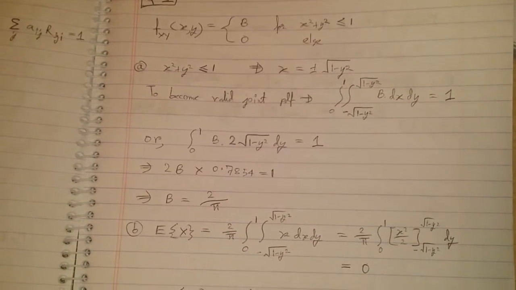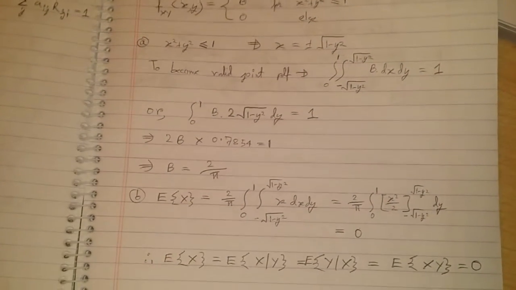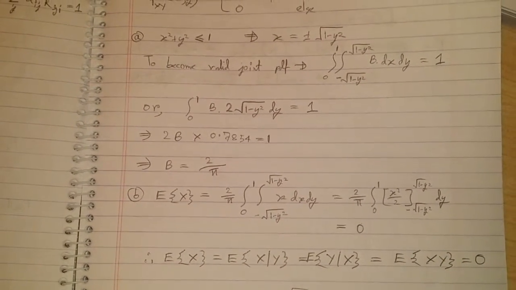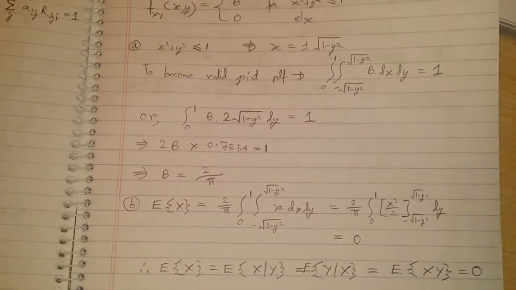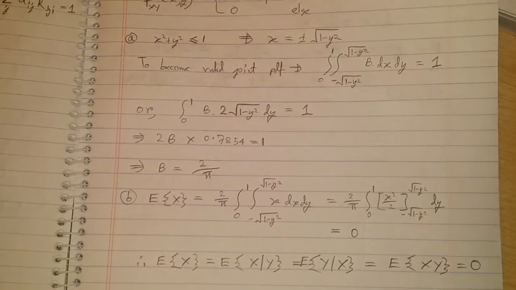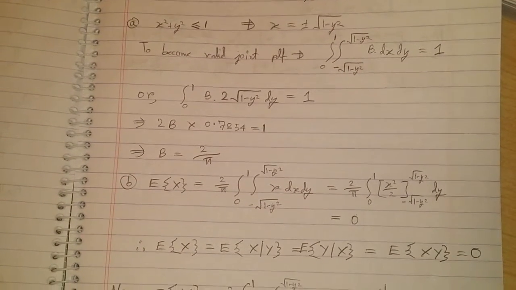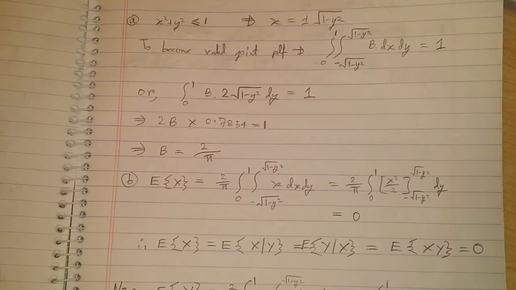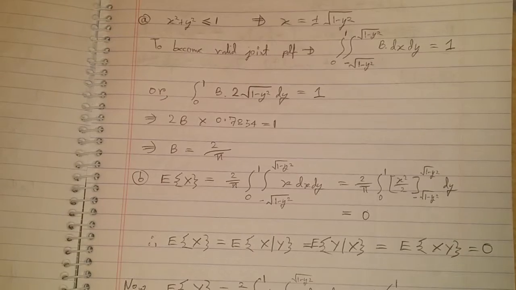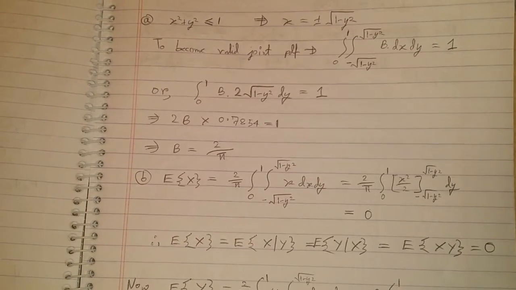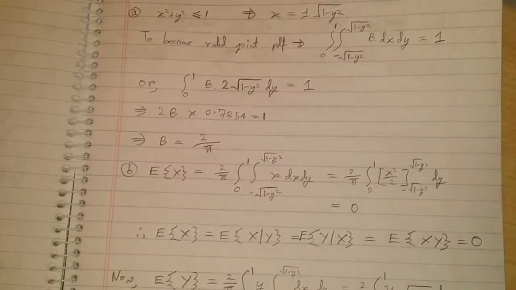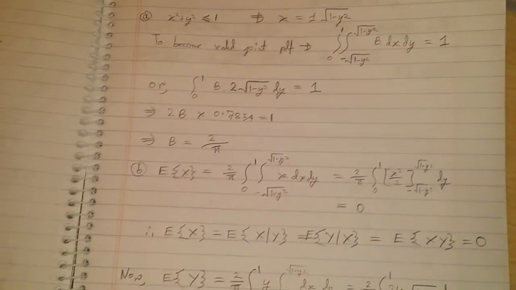Okay. In order to get the expectation of x as well as the conditional expectation of x and the expectation of x into y, for all these cases we just need to find the value of expectation of x, because when we put the value of b and do the integration in the range, we find that the expectation of x is 0. That's why the expectation of x given y, expectation of x into y, all of them will also be equal to 0.